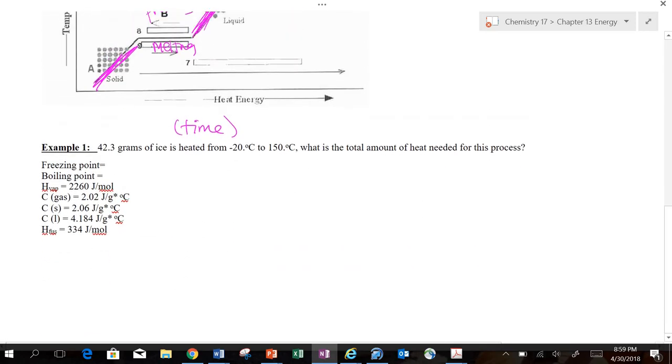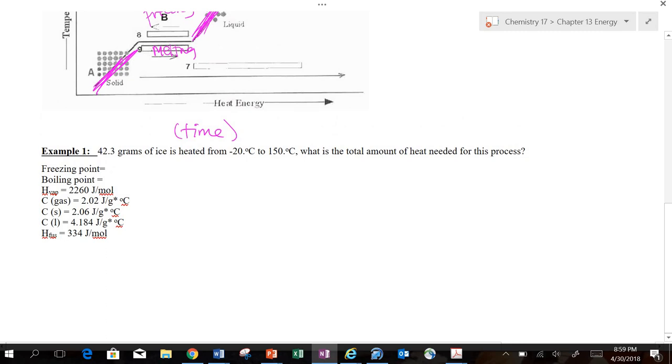We're going to go through our first example together. We have 42.3 grams of ice, and it's heated from -20 to 150 degrees Celsius. We know -20 is going to be ice. Water freezes at 0 degrees Celsius, and we know water boils at 100 degrees Celsius. So we're going all the way from ice to above the boiling point.